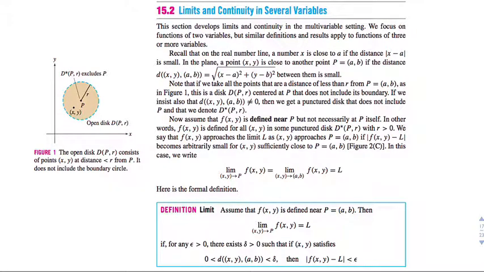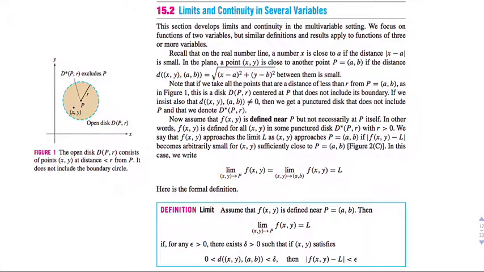Now assume that we have some function f of x and y defined near some point P. So we have a function that's defined near a point P, but not necessarily at P itself. In other words, f of x, y is defined for all (x, y) in some punctured disk D star centered at P with radius r, with r being positive. We say that f of x, y approaches the limit L as the point (x, y) approaches P.